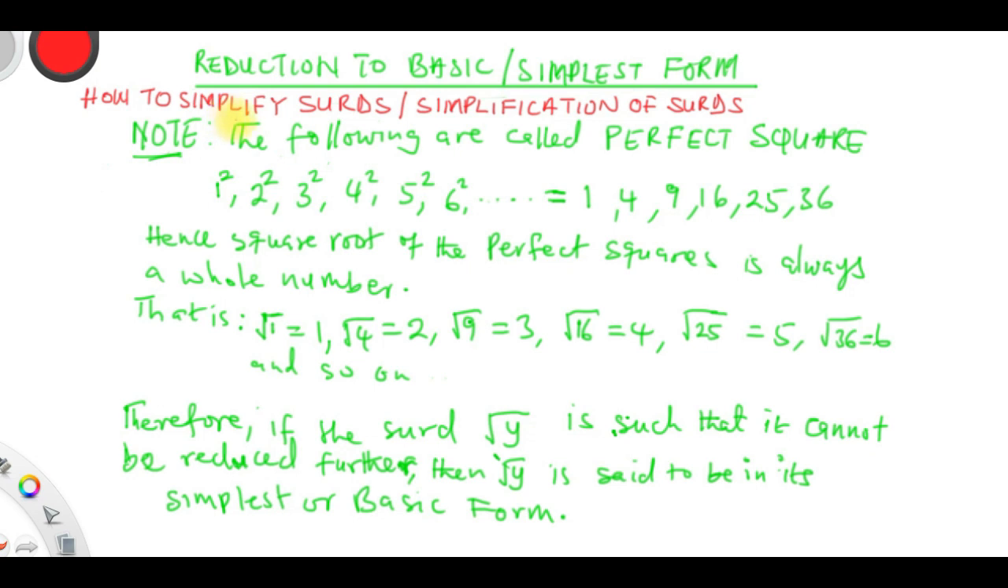This is the continuation of the series of lessons on the topic of sets. So let us continue.